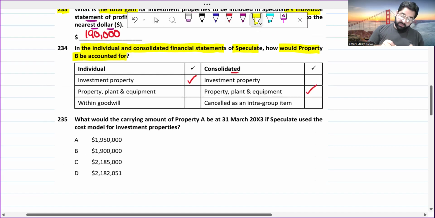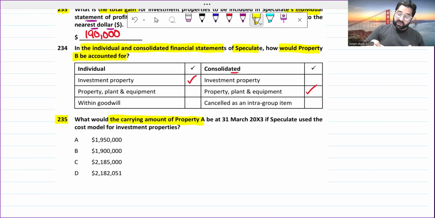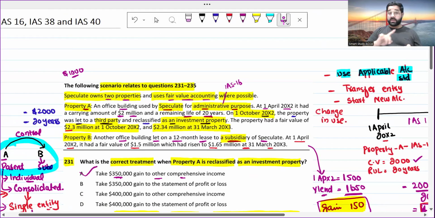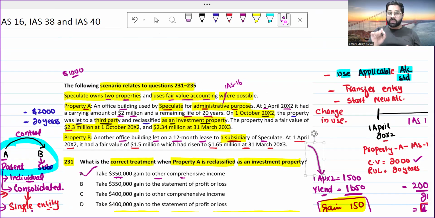Now the last question, question 235. What would the carrying amount of property A be at 31st March 20x3 if Speculate uses the cost model for investment property? Now, at the start of the question, the examiner already told us that the Speculate company used fair value accounting where possible.